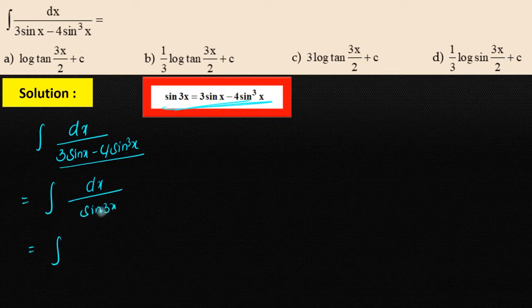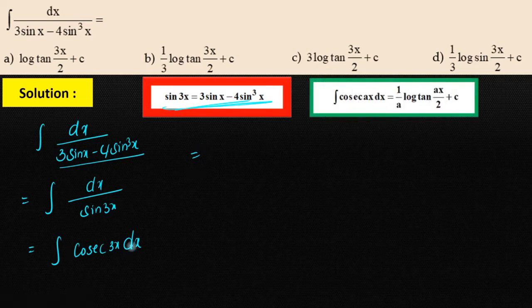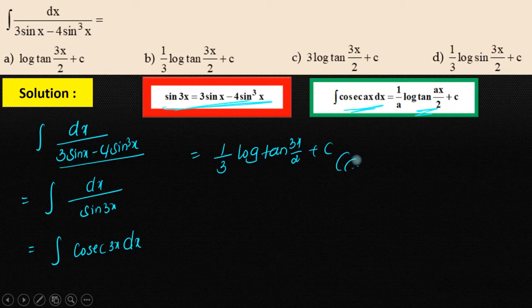We know that 1 by sin can be written as cosecant. So here cosecant 3x into dx. This equals to, we know that integration of cosecant ax is equals to 1 by a, that is 1 by 3 into log of tan ax by 2, tan 3x divided by 2 plus c. Therefore, the answer is option B.